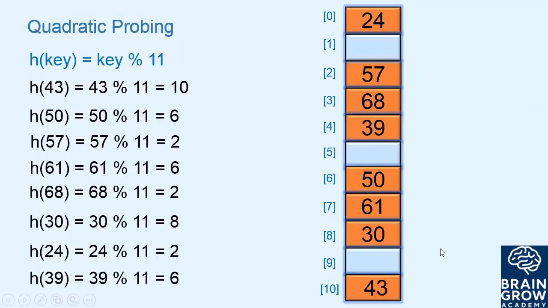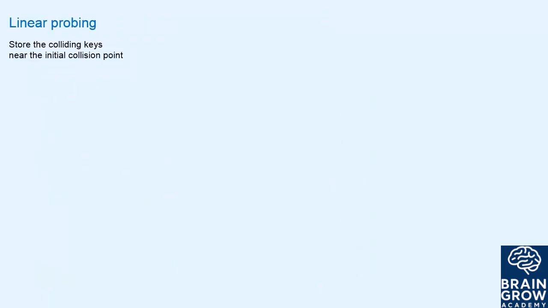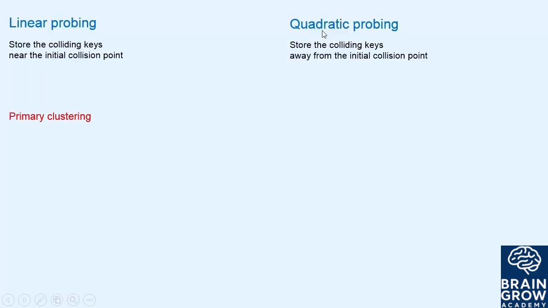So this was the explanation of insertion using quadratic probing. In linear probing, we store the colliding keys near the initial collision point, and this results in primary clustering. In quadratic probing, we are storing the colliding keys away from the initial collision point. So this reduces the formation of clusters and thereby prevents primary clustering.